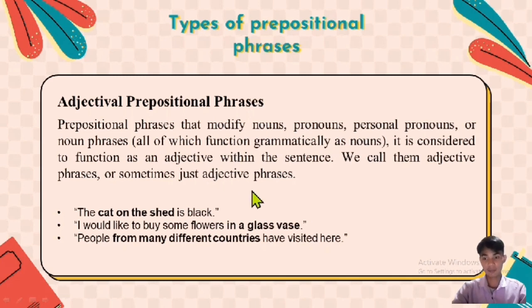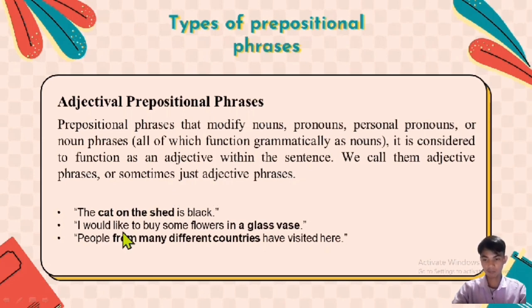So let's see the example. The first one is "The cat on the sheet is black." So we know that the sentence has a preposition here. You can see "on." The sentence has a noun, here "cat." So the preposition here modifies the noun. So in "the cat on the sheet is black," we can say it is an adjectival prepositional phrase.